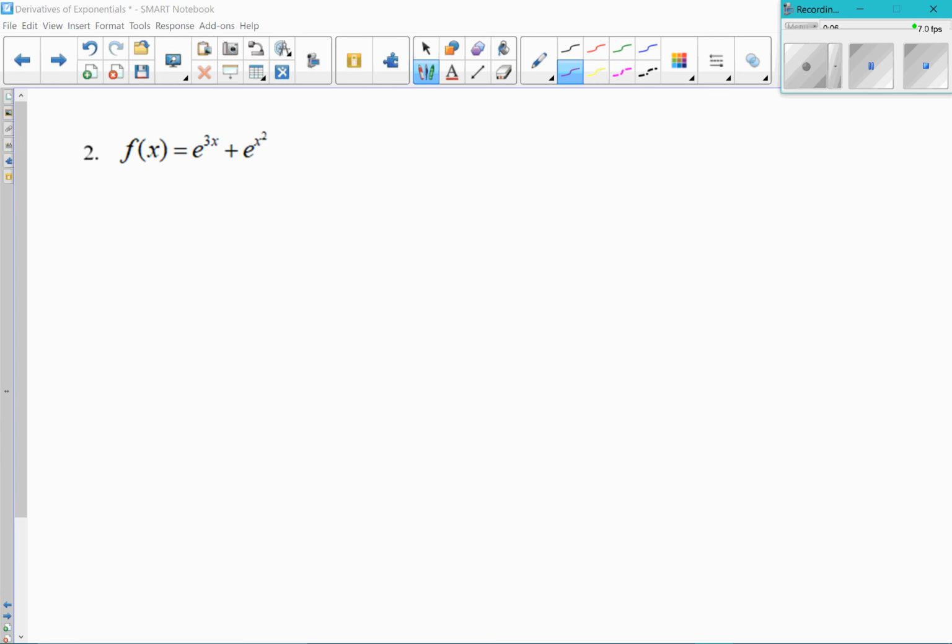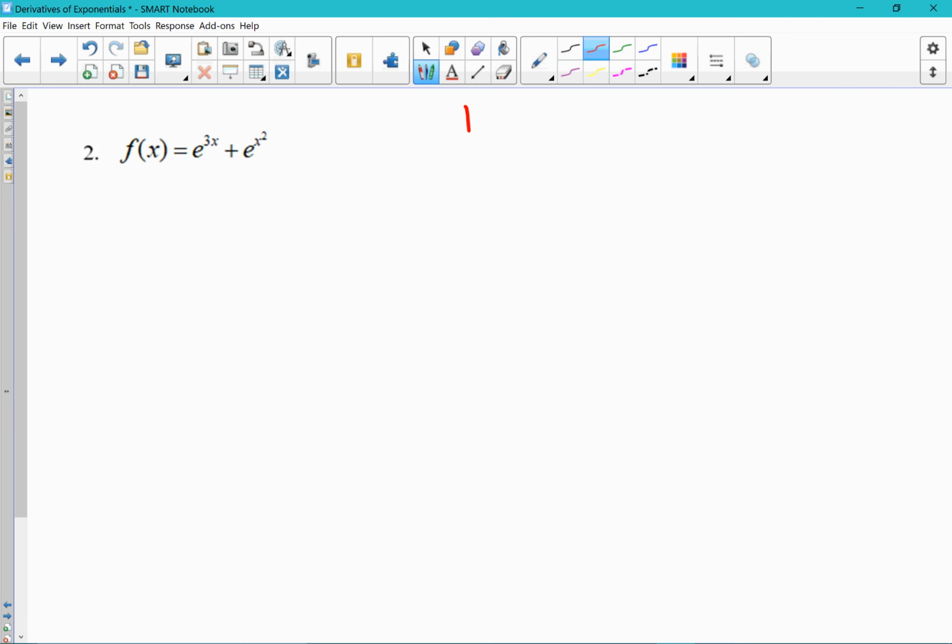Okay, let's do this problem as well. f of x equals e to the 3x plus e to the x squared. Now note, this is no longer just e to the x, so of course the chain rule is built in. Think of it as the derivative of e to the u: you'd find the derivative of the e to the u part, which is just e to the u, but don't forget to multiply by the derivative of its interior function, so times u prime.